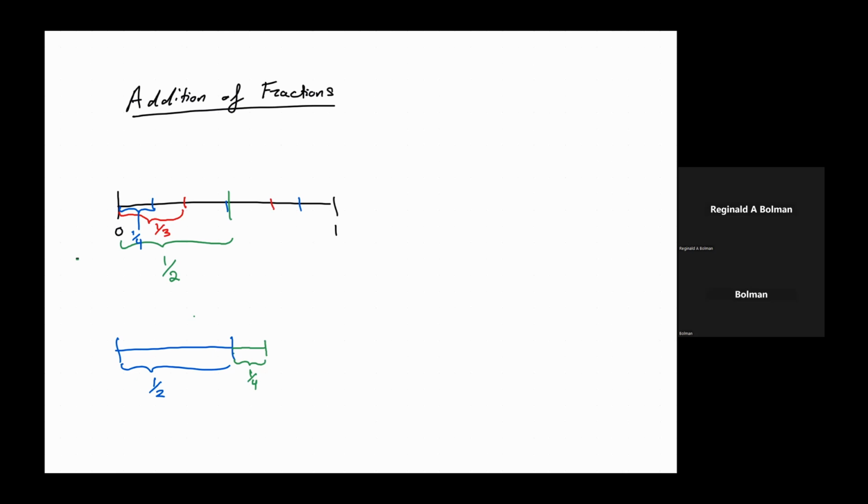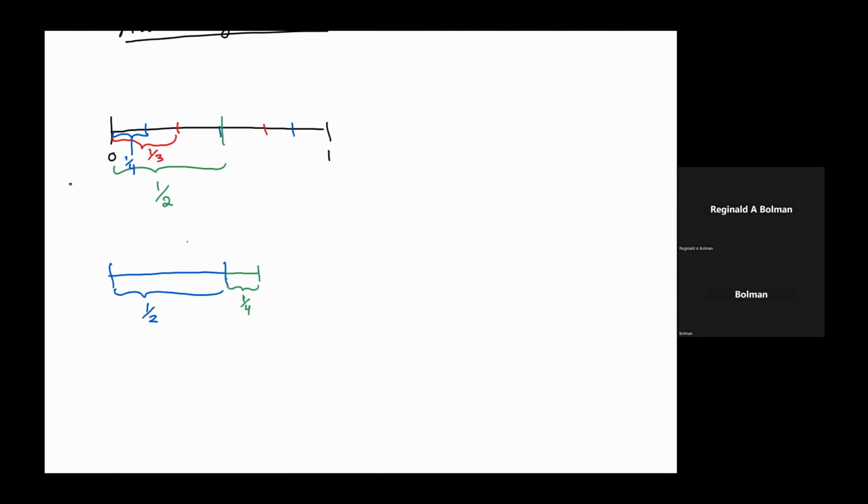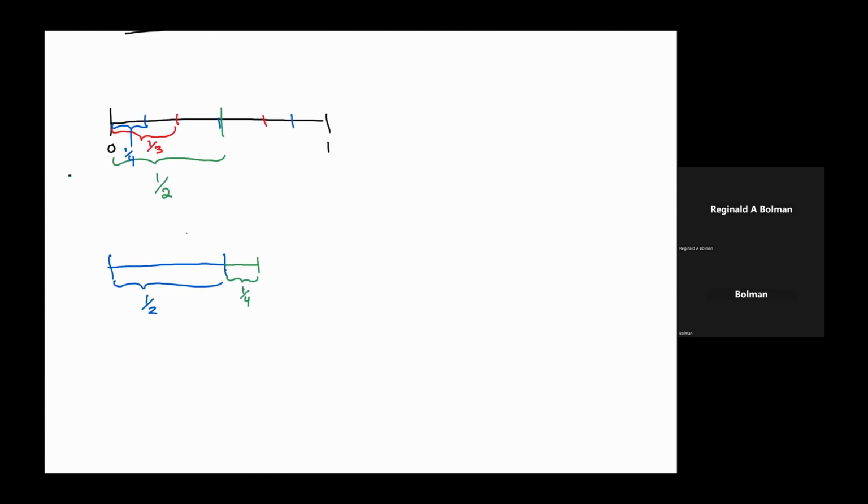Okay? But now the question is, what would this distance be equal to? If we measured out this object and maybe it was 1/2 of a foot plus 1/4 of a foot, okay, how many feet would this distance be? Well, obviously we can say it would be 1/2 of a foot plus a fourth of a foot, right? But what does that actually mean? That's the question we're going to answer today.